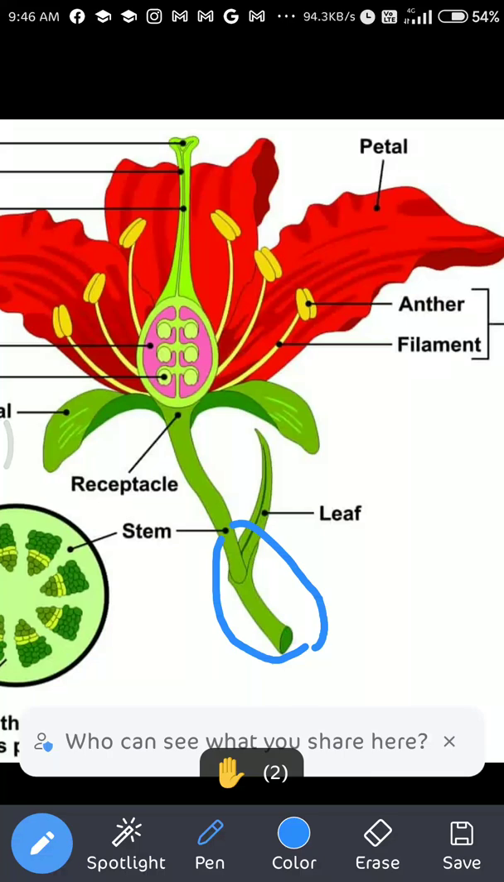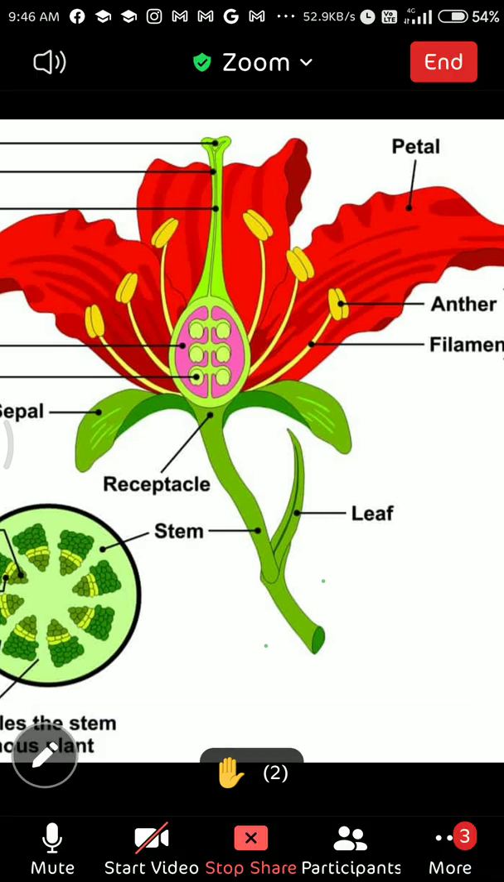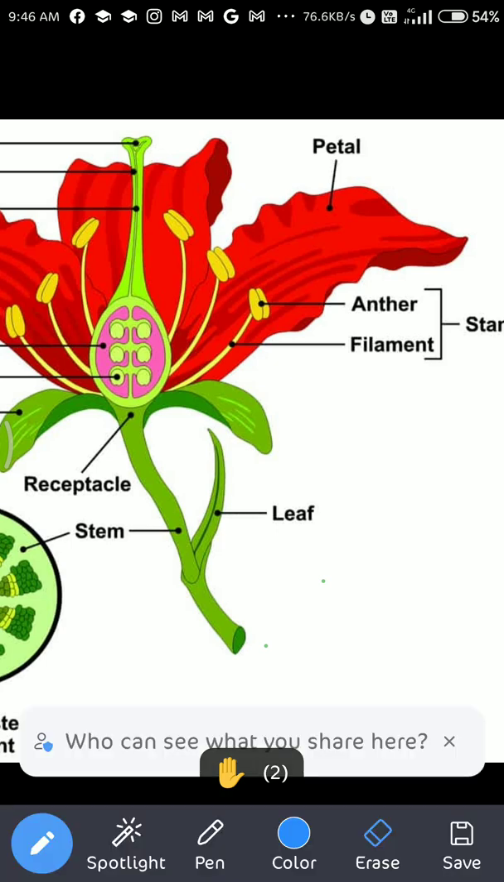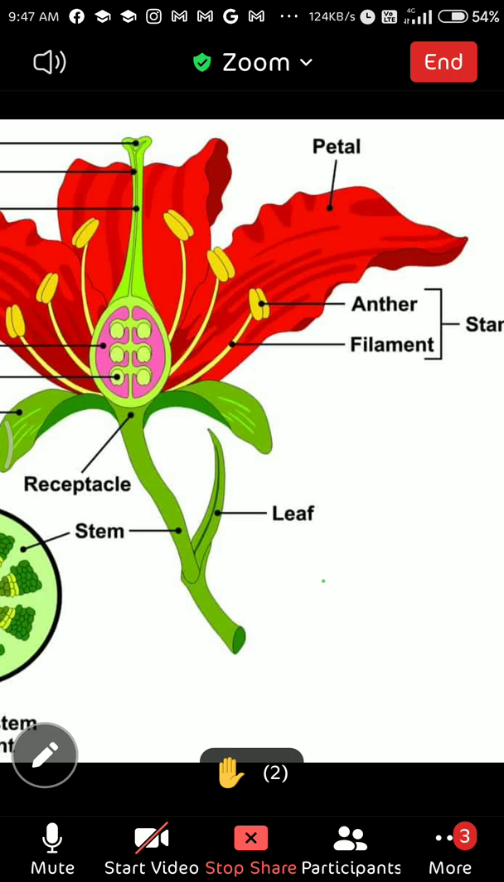Here, this portion, this is pedicel. I'm telling this stalk-like structure. This is a stalk-like structure. This is pedicel. This one. Yes, pedicel.